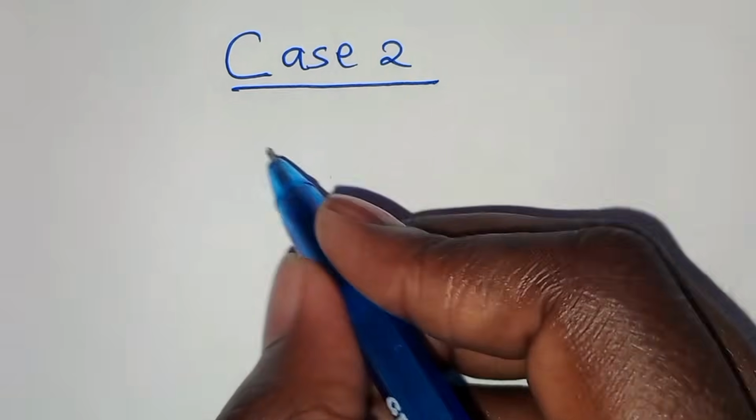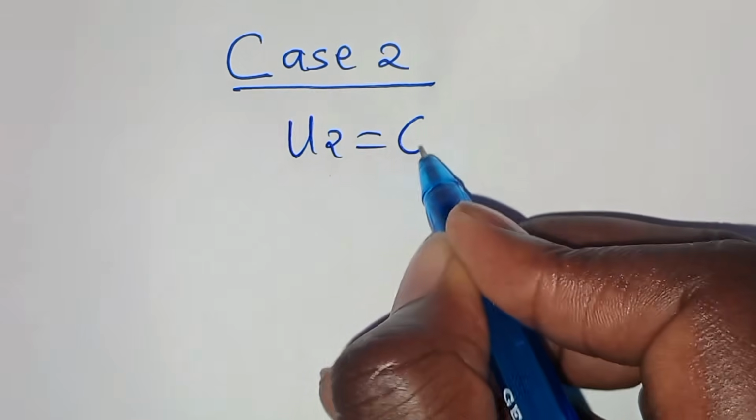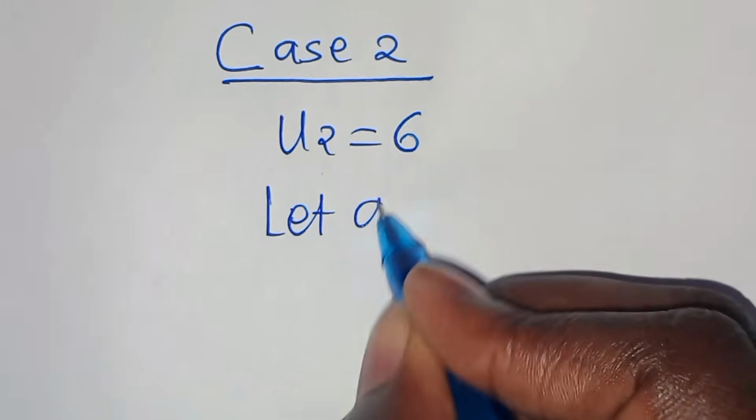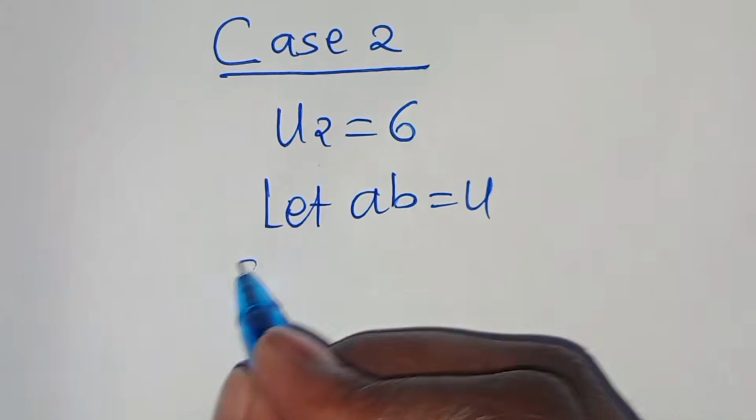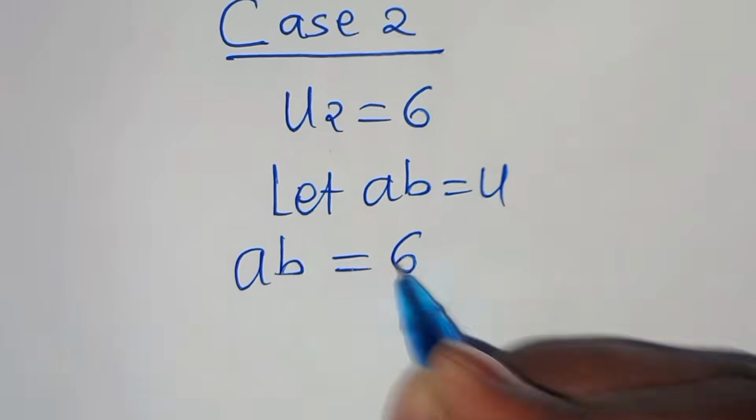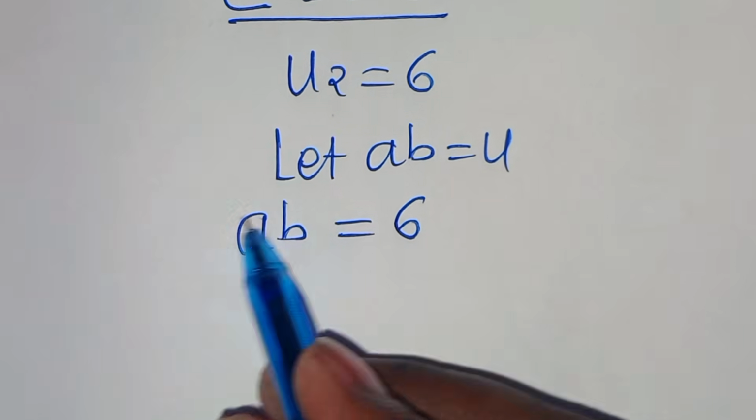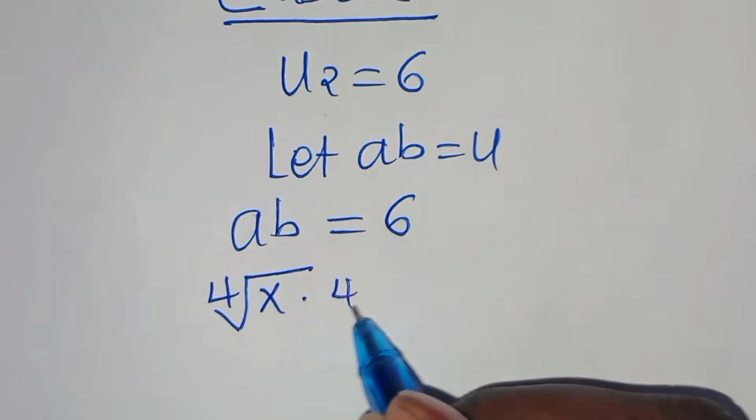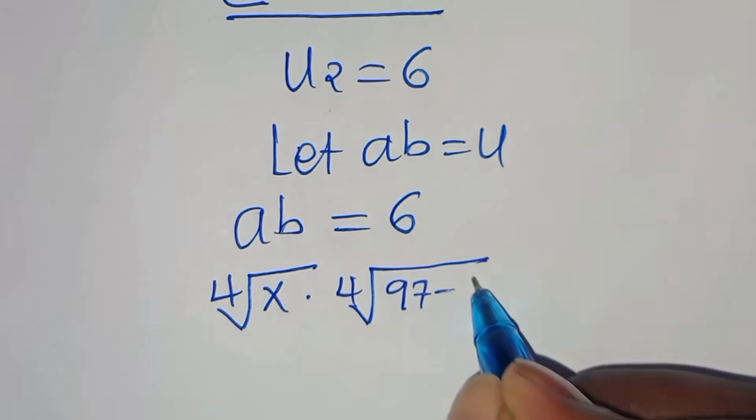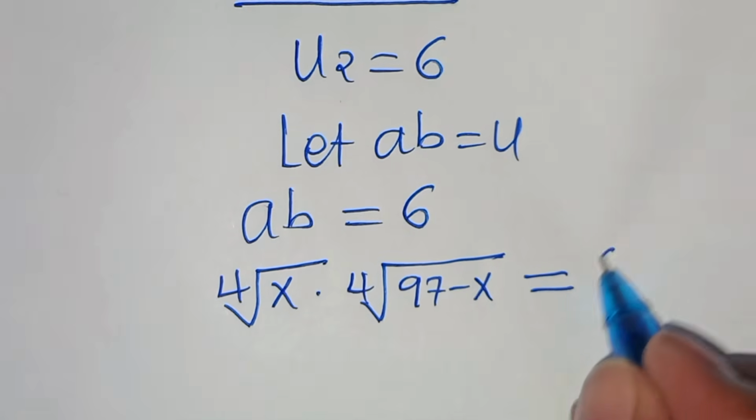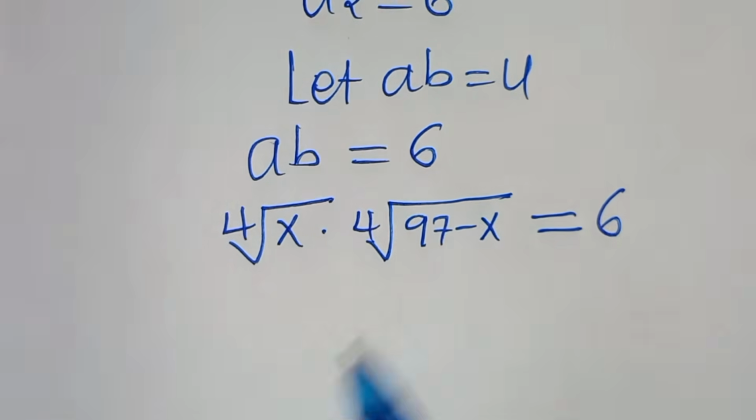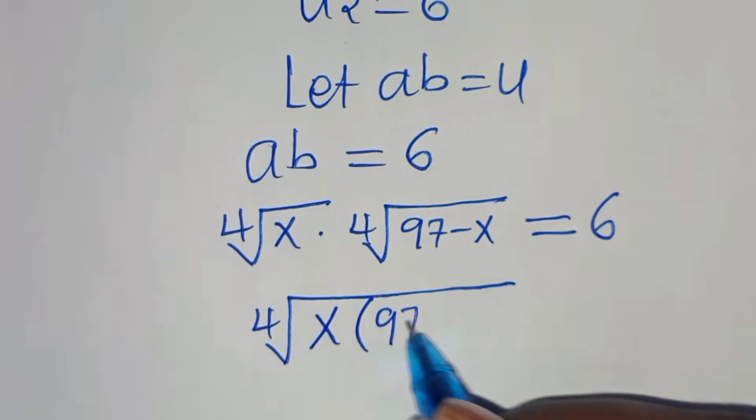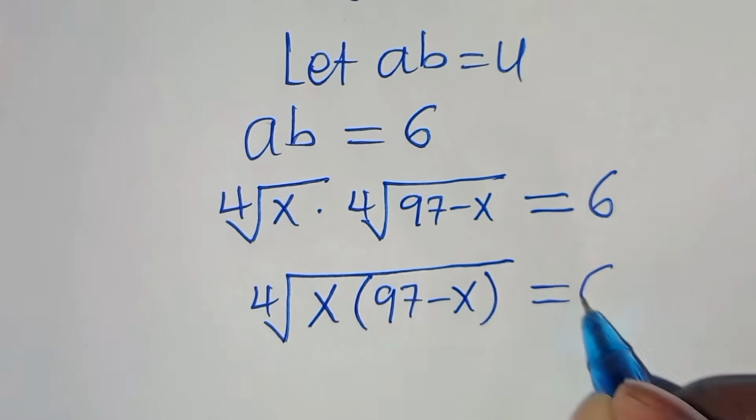Now in case 2, we have that u2 is equal to 6. And again, if you recall, we let a times b be equal to u. So we have a times b equal to 6. Now let's substitute a, which is the fourth root of x, multiplied by b, which is the fourth root of 97 minus x. This is equal to 6. Now, if you multiply this, we have the fourth root of x multiplied by 97 minus x. This is equal to 6.